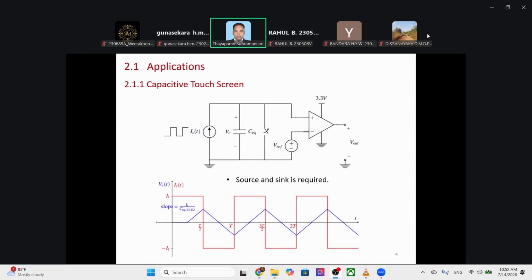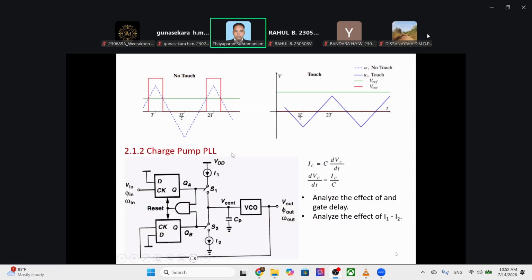Another application is the charge pump PLL. Remember the phase lock loop, you might have heard this one. In the charge pump, we need to measure the phase difference between two digital clocks. We give one phase here and the locally generated phase here, so that the reference phase has to be matched to the locally generated phase. But how do we realize it? We have to measure the phase difference.